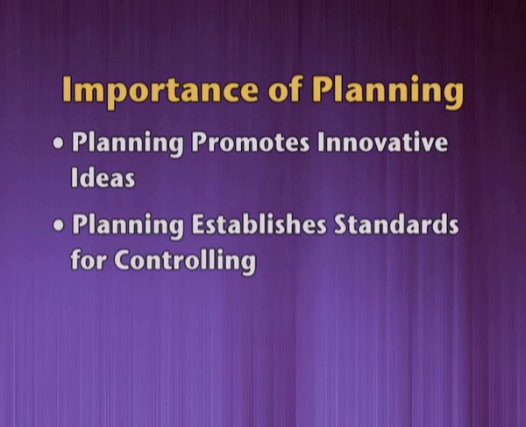Now we have come to our next point of importance of planning, that planning establishes standards for controlling. In the controlling function, we have to compare the actual performance with the standard, and after comparison we will be able to take out the deviations, and once the deviations are taken out, the business organization will be able to understand whether the objectives of the organization are achieved or not. The various factors which are affecting will be taken into consideration.